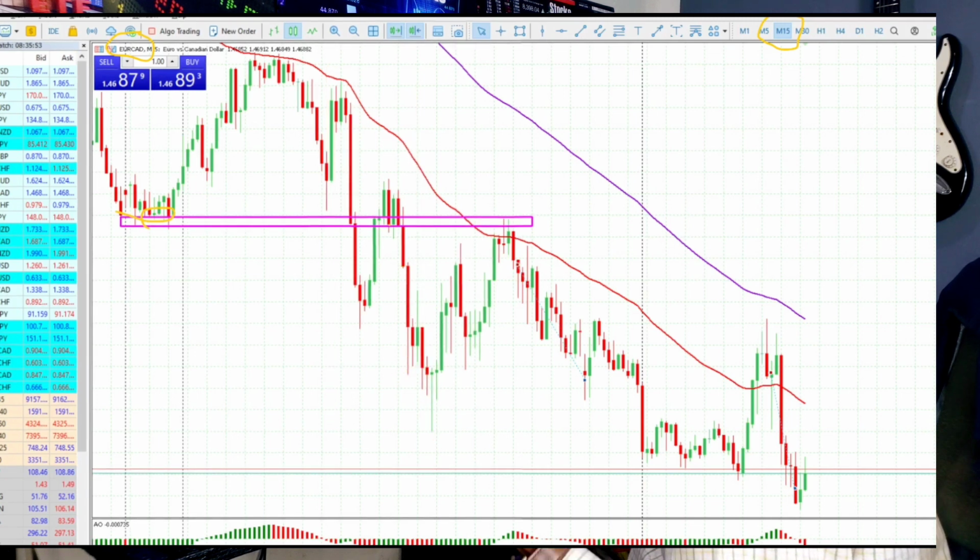The market came to the same zone again. Gave me what? Bearish engulfing pattern again. Can you see this pattern? Guys, are you watching? Bearish engulfing pattern again.